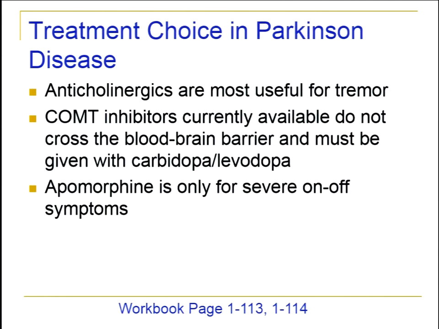COMT inhibitors, the one that we have right now, doesn't cross the blood-brain barrier. So the only way it can work by inhibiting that enzyme is on the levodopa. So once it's crossed, it can't work on that. Okay, so you have to give it in conjunction with carbidopa-levodopa. Those have to be given together. Now, in the future, if we have a COMT inhibitor that does cross the blood-brain barrier, it may work there too, but right now we don't have that. Okay? And then apomorphine is usually only for severe on-off syndromes, so we wouldn't use that as an early therapy.